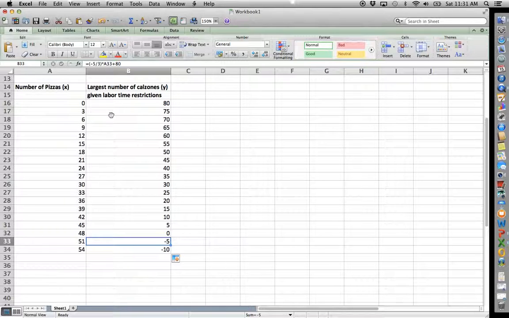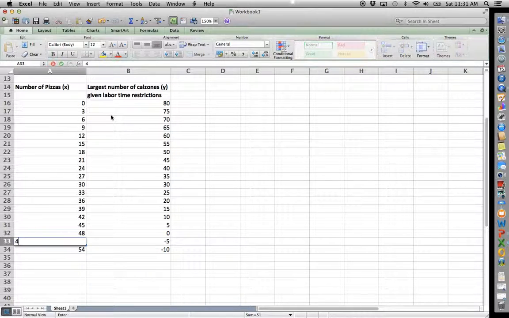So the domain of this function is actually going to be, let's delete these two, from 0 to 48, because anything more than 48, so even 49 doesn't make sense, because you get negative pizzas, or negative calzones. So this is why it's important to know about domain and range.